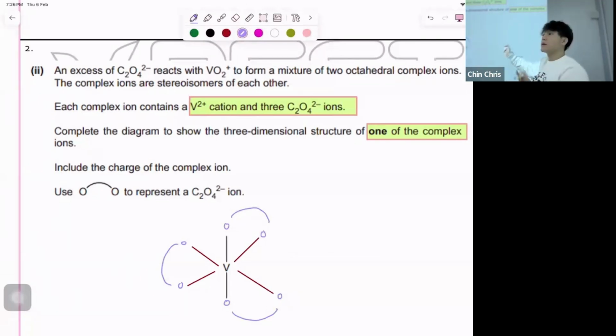Can anyone tell me what type of isomerism it shows? What type of stereoisomer? Optical or cis-trans? Optical, yeah. So this compound does show optical isomerism. Okay, next.